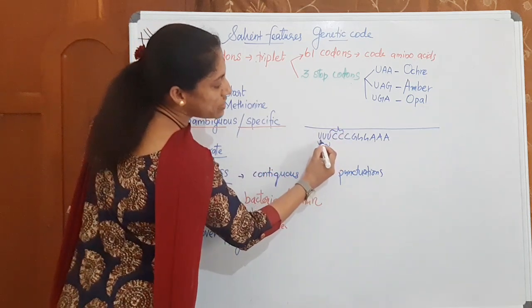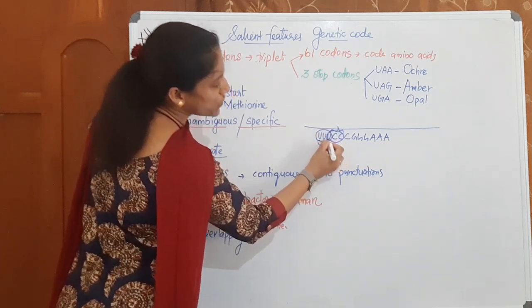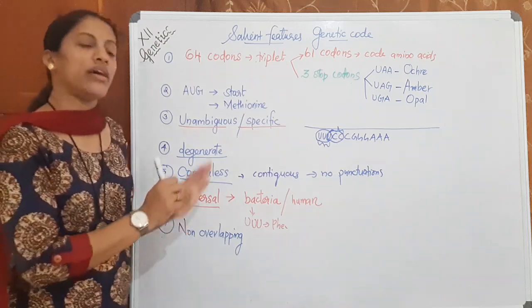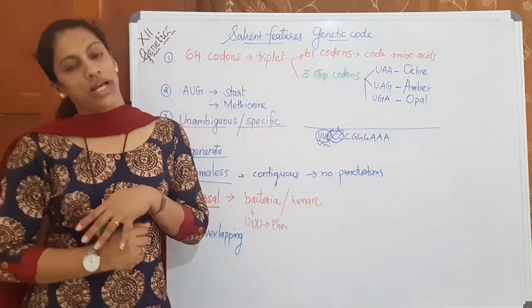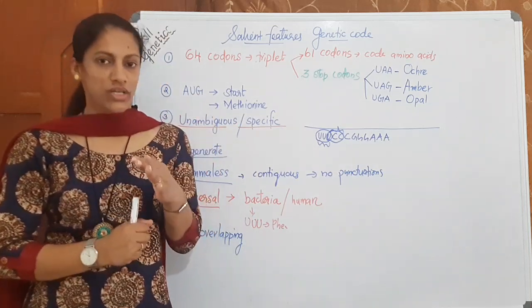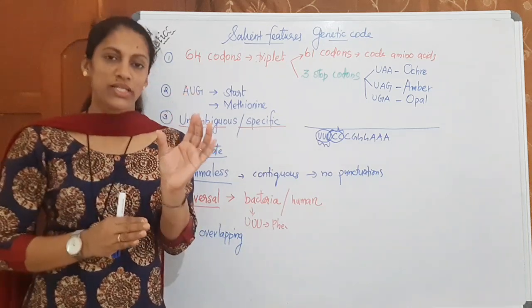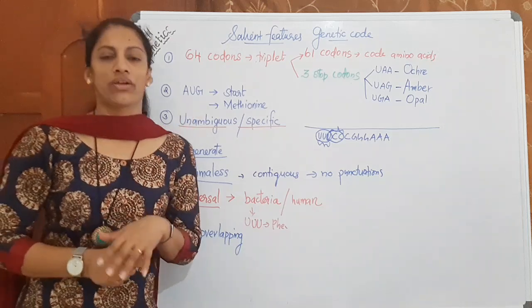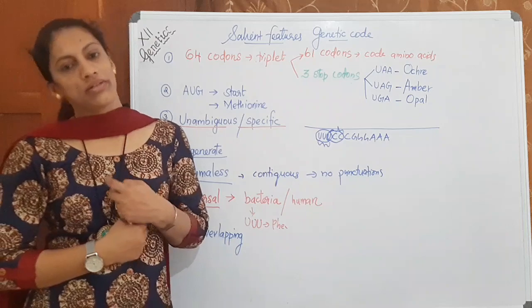If overlapping were there, the first triplet will be this, and the next triplet will be UCC. There is no overlapping in the genetic code arrangements proposed by Nirenberg and Khorana. Contiguous, without punctuation, no overlapping. If it was one triplet, the next triplet starts from the next base only. There is no sharing of the bases between the triplets. No overlapping is there.